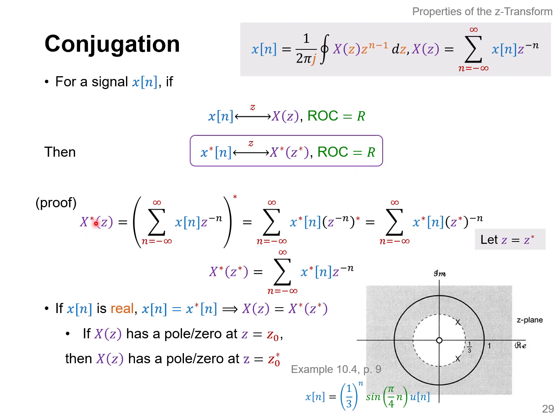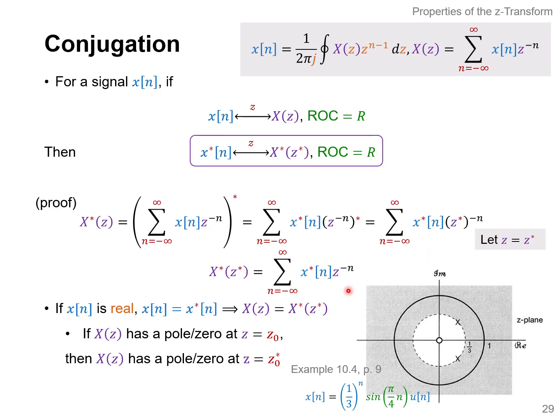So when we take the z-transform of x star of n, we take the conjugate of every term in the summation, including the z to the minus n term. So we have this. If we then replace z by z star, we see the result becomes the conjugate of x of z star. So the conjugate in time maps directly to the conjugate in the z domain.